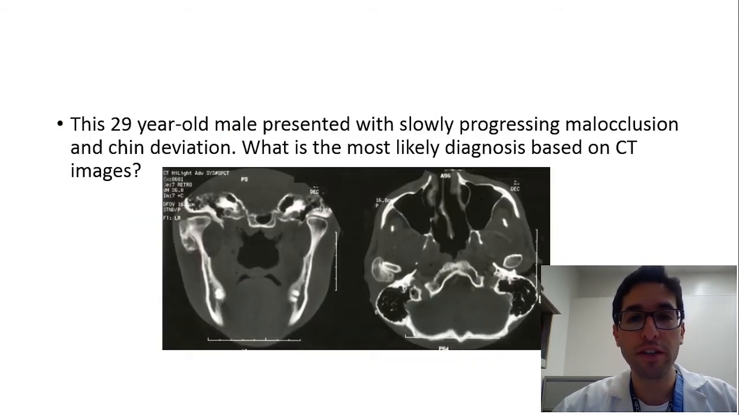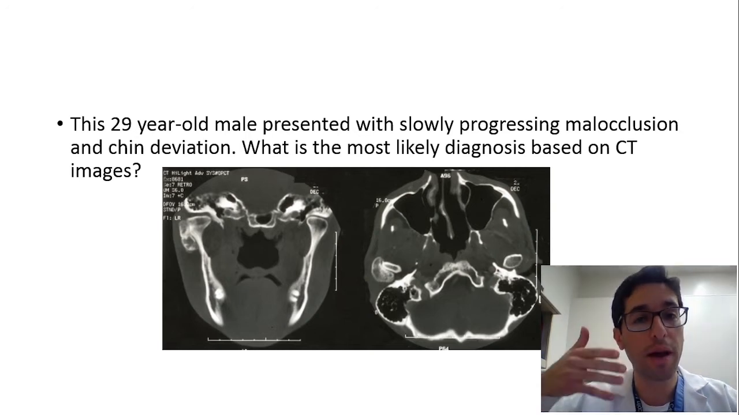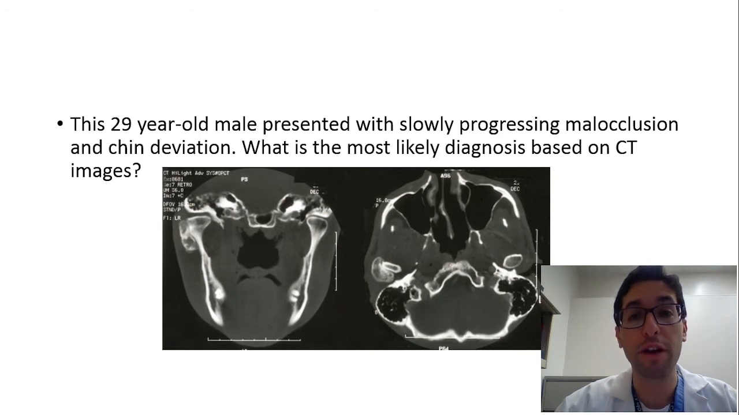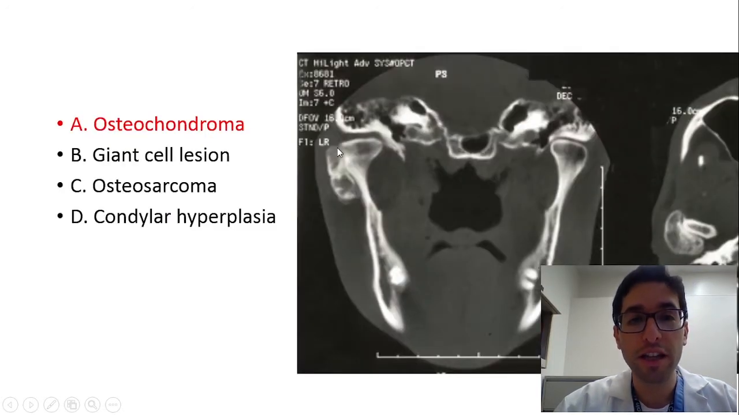Moving on, I forgot to number this question. What are we up to? I don't know. 29-year-old male presents with a slow progressing malocclusion and chin deviation. Okay, so before I even look at the picture, my mind's immediately thinking condylar hyperplasia, right? Slowly progressing malocclusion, chin deviation. I'm thinking it's a hyperplasia or some kind of growth or tumor. But then I look at the picture, I'm like, oh gosh, that's clearly a tumor. All right, you see the morphology on this condyle, and if I zoom in, you'll see it clearly looks benign. It's well circumscribed. So out of these choices, which was a benign tumor?